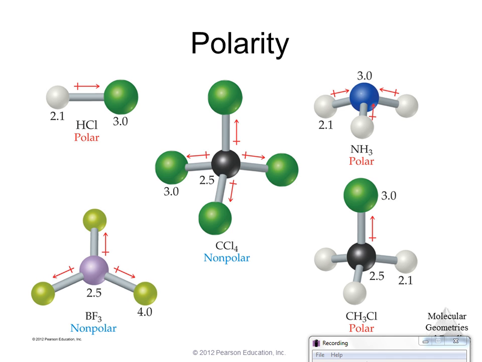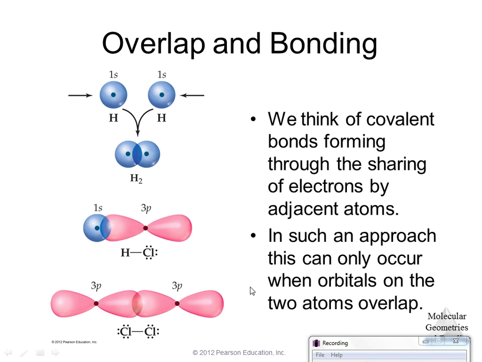Take a look at some of these examples. HCl is polar because it's pulling towards the chlorine. This is nonpolar, BF3, because the fluorines are polar bonds with the boron, but they all cancel each other out because they're equal and opposite in direction. CCl4 has polar bonds all over the place, but they're all pulling in equal and opposite directions, making it nonpolar. NH3, notice how all of the arrows are adding towards the nitrogen. That makes it polar. CHCl3 is polar because one of those bonds is more polar than the rest. So there's a net pull of electrons to the chlorine. We'll talk more about overlap and bonding as we get into the next sections.